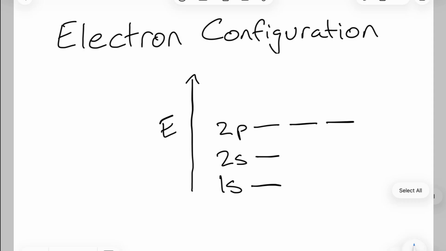Okay, and when we're adding electrons into this diagram, there are a few rules that we have to follow. So the first rule is called the Aufbau principle, and that just states that we have to fill the lowest energy orbital first. And so that's pretty straightforward. We just go to the bottom of the diagram. The 1s orbital is the lowest in energy, and so we're basically just going to add an electron into that, like that.